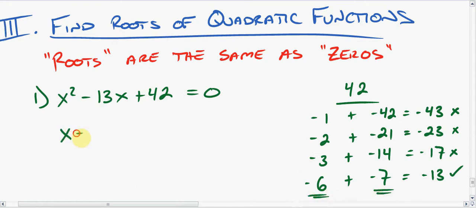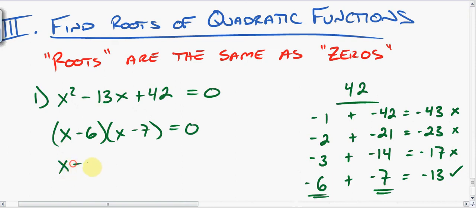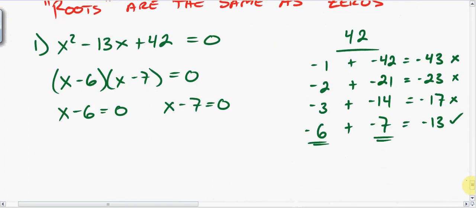So we know we've got x minus 6 times x minus 7. Those are equal to 0, so I want to find the value of x that makes this binomial equal to 0, and the value of x that makes this binomial equal to 0. So in order to do that, I simply set each binomial equal to 0. So I have x minus 6 equals 0, and I have x minus 7 equals 0. And then I solve each one-step equation for x.